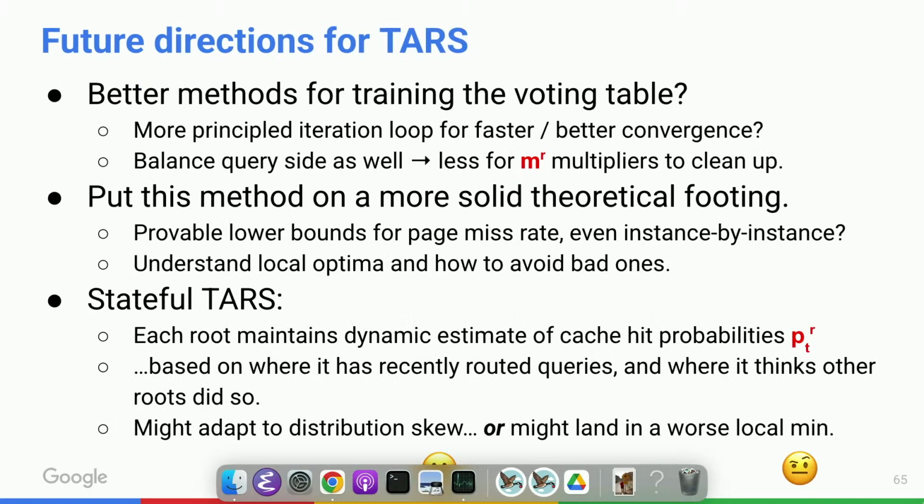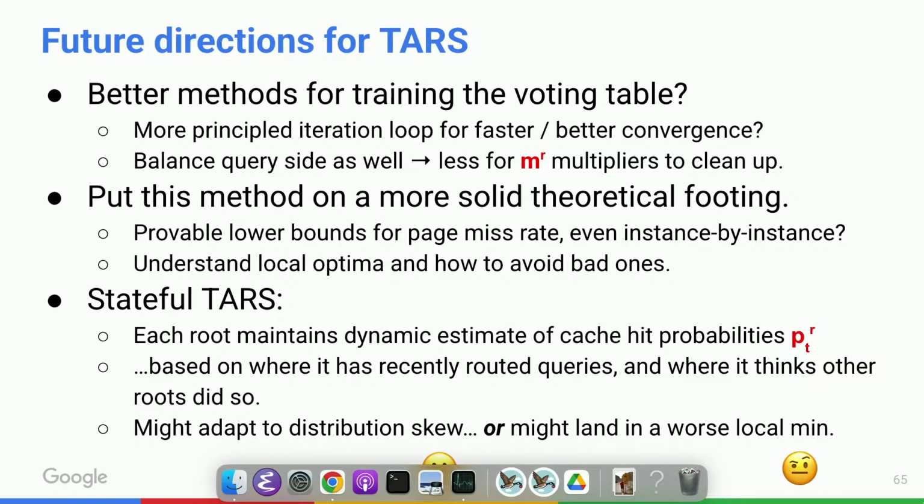And some future directions. All right, better methods for training the voting table. This iteration loop that we did for the iterative improvement is not very principled. Maybe you can get faster or better convergence. You can think about trying to balance the query side as well, right? So right now we just ignore that and leave it for these multipliers to clean up afterward. If you had better balance, then maybe you'd have less to clean up.